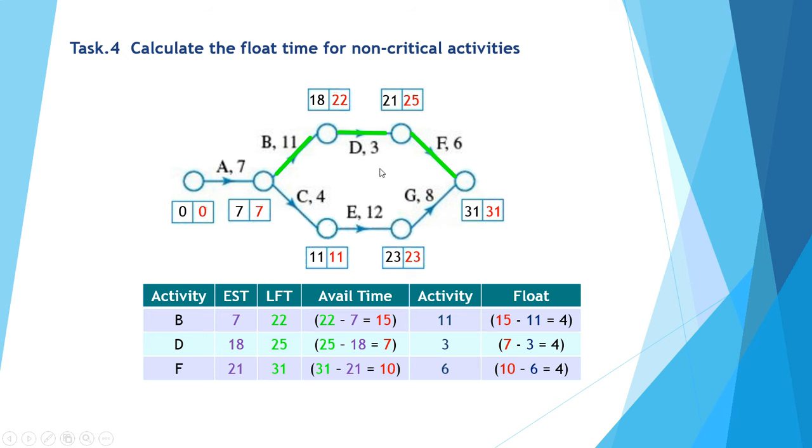It requires 3, as can be seen here. Activity D requires 3 days. So it has a float of 7 available, minus 3 for the activity, a float of 4.